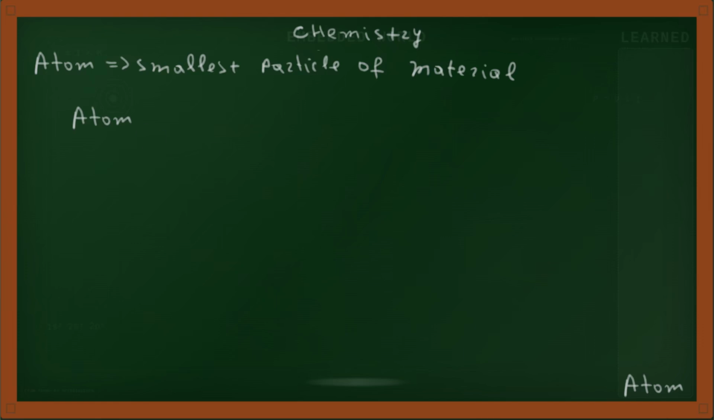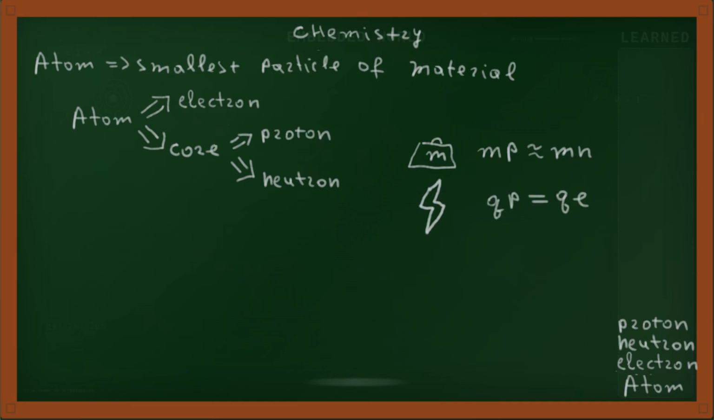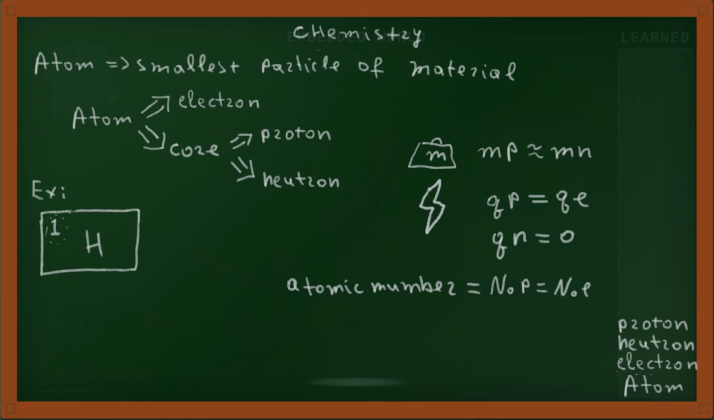An atom consists of a core and electrons orbiting around it. The core consists of protons and neutrons. The mass of a proton is roughly equal to the mass of a neutron. The charge of a proton is exactly equal to the charge of an electron, and the charge of a neutron is 0. The atomic number on the periodic table represents the number of protons and the number of electrons. They are always equal to each other. For example, in a hydrogen atom, there is 1 proton, 1 electron, and 0 or 2 neutrons.